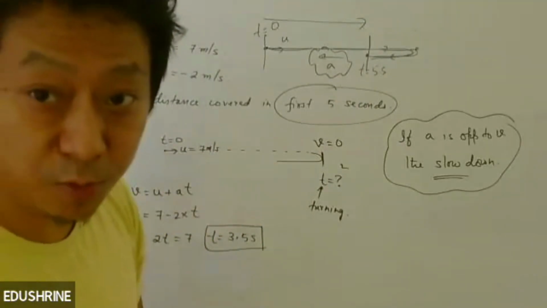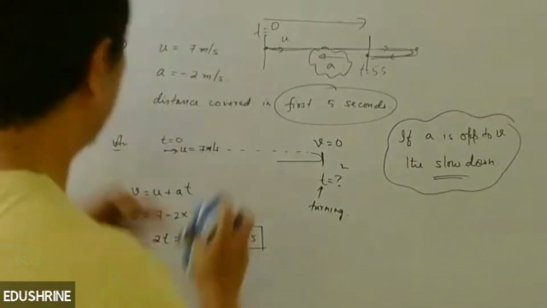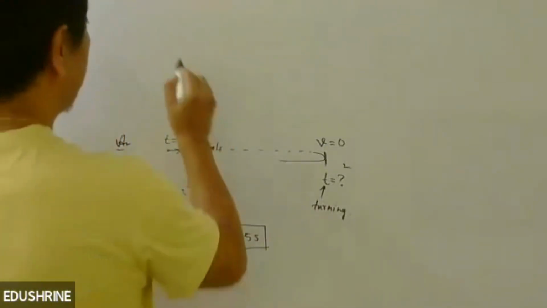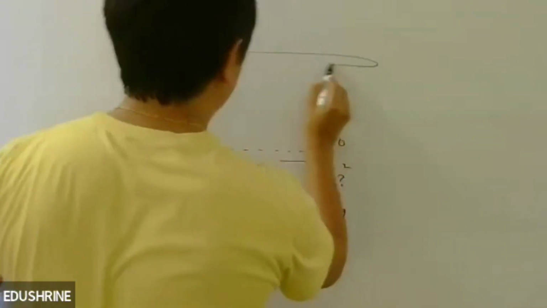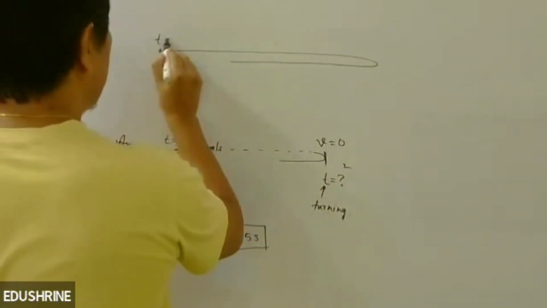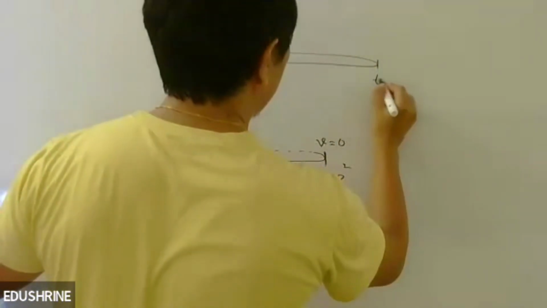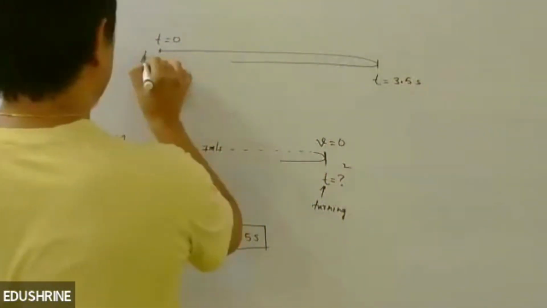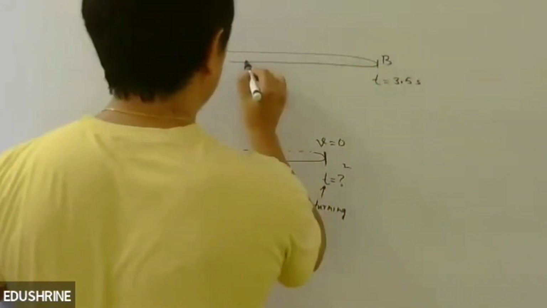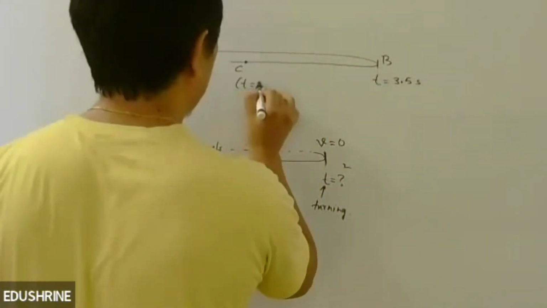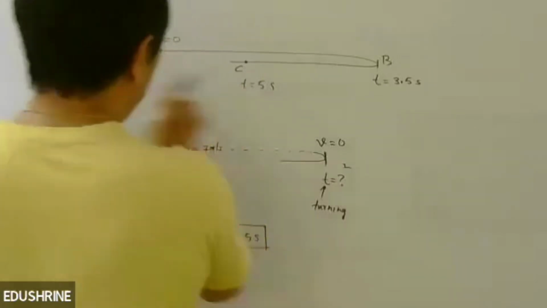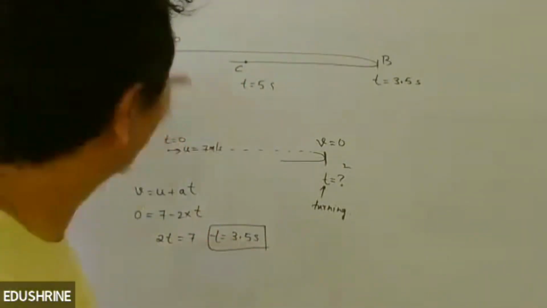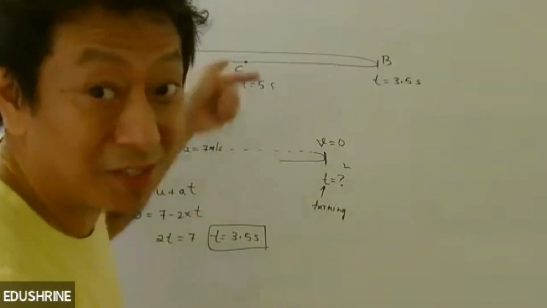Therefore, at 5 seconds, it will be somewhere here. So now we have to break this motion into two parts. Once you know the time at which it will return, let us break the problem into two parts. From 0 to 3.5 seconds, let us call this A, B, and let us call this C, which is 5 seconds. It cannot be here because displacement came positive. So I know displacement is positive, plus 10 came.